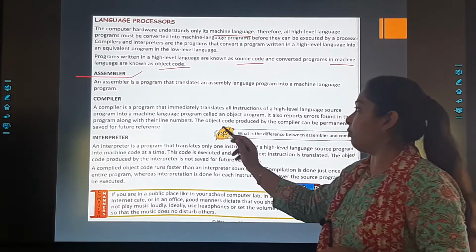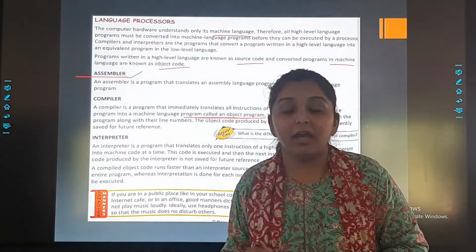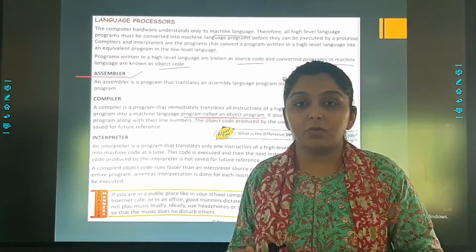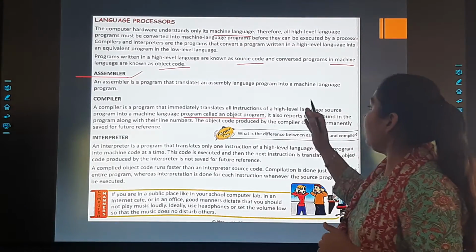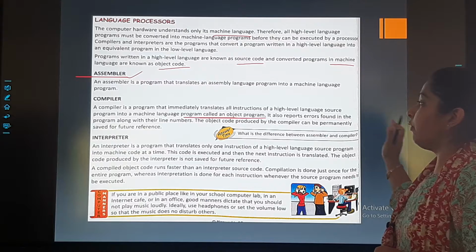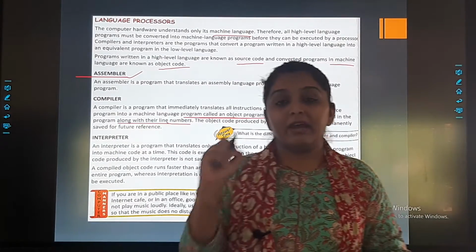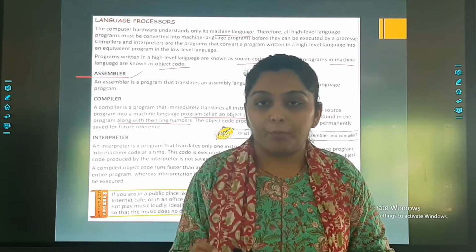Next, compiler. A compiler is a program that immediately translates all the instructions of a high-level language source program into the machine language program called an object program. Compiler क्या है? जो immediately translate करता है high-level languages को machine languages में. Clear? It also reports errors found in the program with their line numbers.